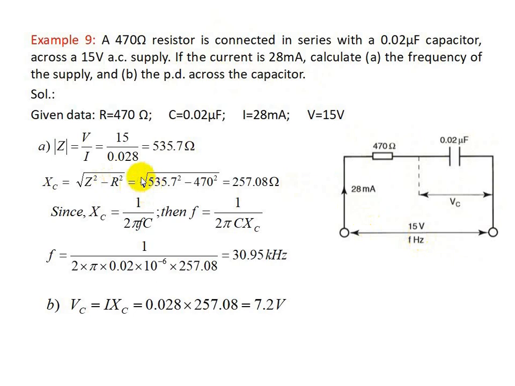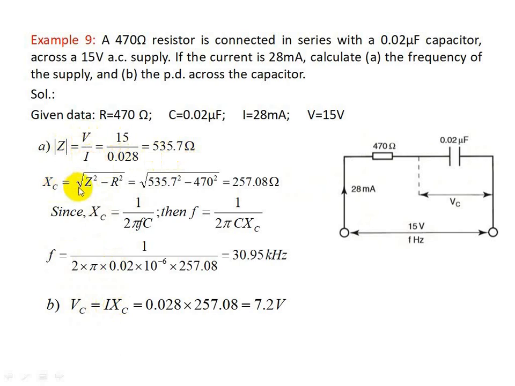So first we have to find out the impedance. From impedance you can find XC, from XC you can find out frequency. Then we can find out voltage across the capacitance. So for voltage across the capacitance, we have to use this formula I into XC. To find Z, we divide V by I. So V and I are given, so you'll get 535.7 ohms.